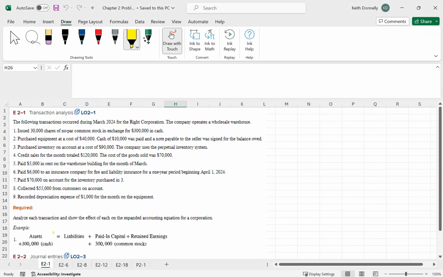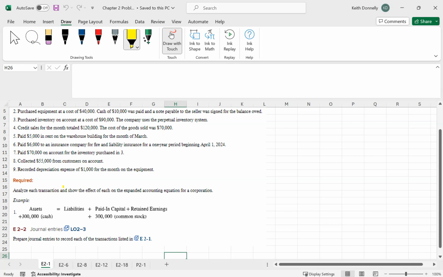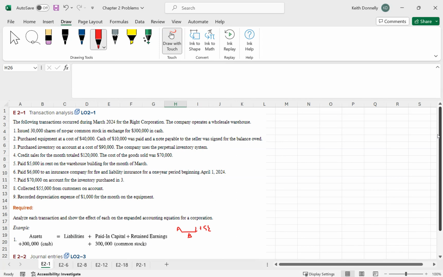So we're going to work on exercise 2.1 first, transaction analysis. They say, for each transaction, can you show the effects? So that plus minus, or plus plus. If you remember from the video, we want to make sure that we get that to balance: assets equal liabilities plus stockholders' equity. And then they want us to do the journal entries, and that's really what we're going to focus on here. Because this is an intermediate class, you should be at the point now where you can read this and do the journal entries. So let's take this one by one.